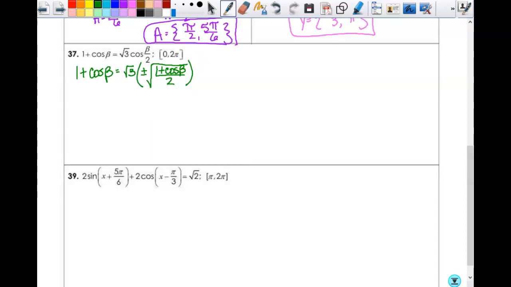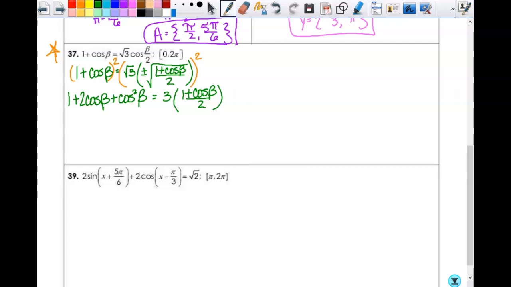Now I need to get rid of that square root, which means I'm going to have to square both sides of this. So this whole side has to get squared, and this whole side has to get squared, which means I'm going to put a little star up here because I have to check my answers at the end. So on the left-hand side, I'm going to get 1 plus 2 cosine beta plus cosine squared beta equals, when I square this side, this will give me 3 times 1 plus cosine beta over 2.